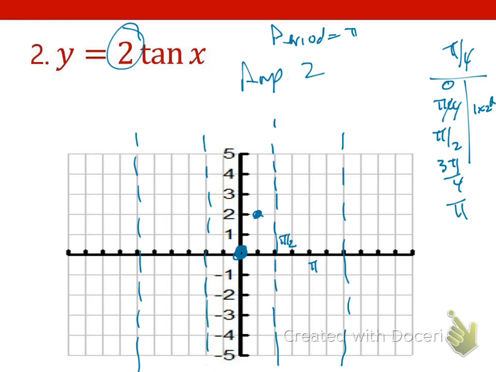And then follow the pattern, right? That means this next point over here has got to be at negative 2. And then we're just going to repeat ourselves. 0, negative 2, 2. 0, negative 2, 2.